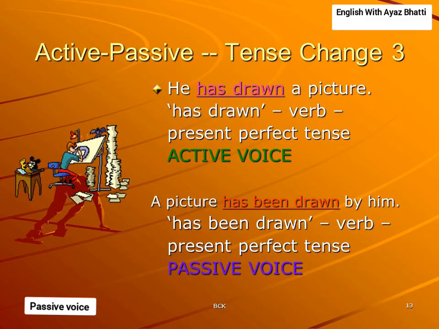Active passive, tense change 3. He has drawn a picture. Has drawn, verb, present perfect tense. Active voice. A picture has been drawn by him. Has been drawn, verb. Passive voice.